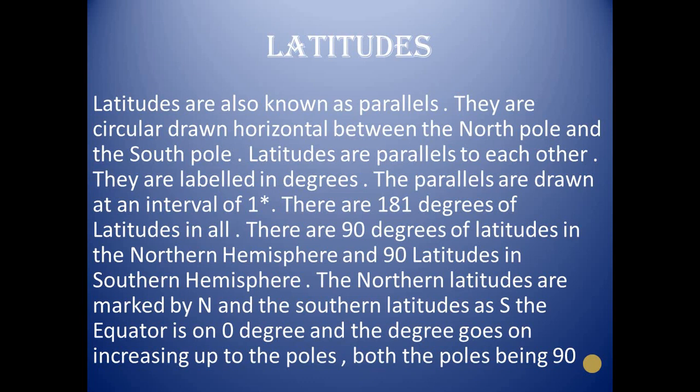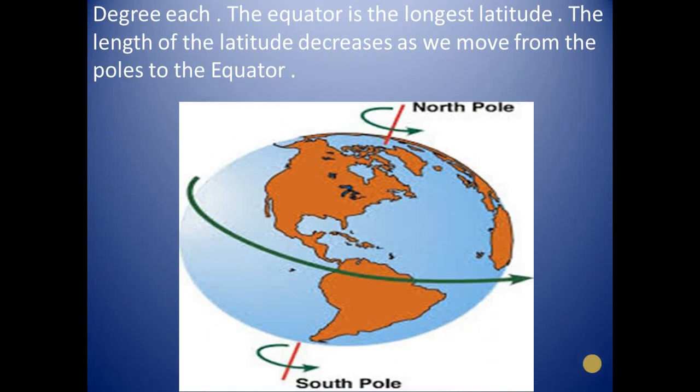The northern latitudes are marked by N and the southern latitudes are marked by S. The equator is at 0 degree and the degree goes on increasing up to the poles, both the poles being 90 degree each. The equator is the longest latitude. The length of the latitude decreases as we move from the equator to the poles.